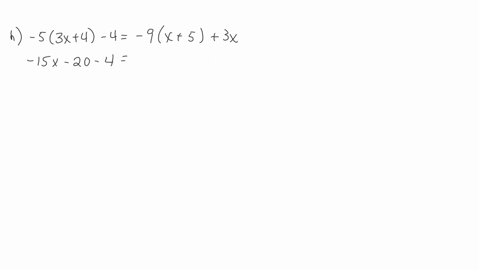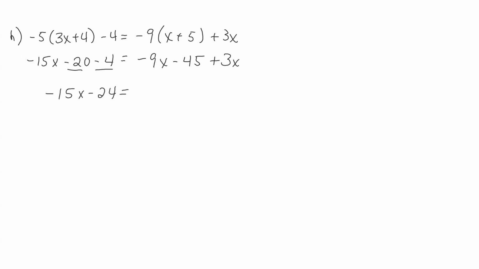Now I've got -9 times x, which is -9x. I've got -9 times -5, which is -45. Drop down your 3x. Both sides of this equation do need to be simplified. On the left, I need to simplify my constants. So I've got negative 20 minus 4, which is going to just simplify down to negative 15x minus 24.